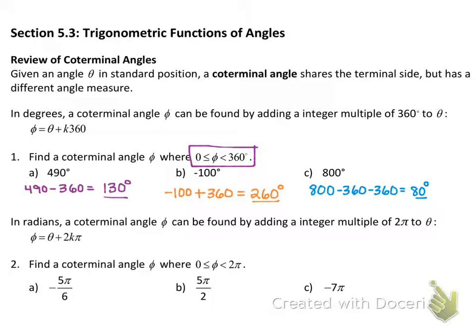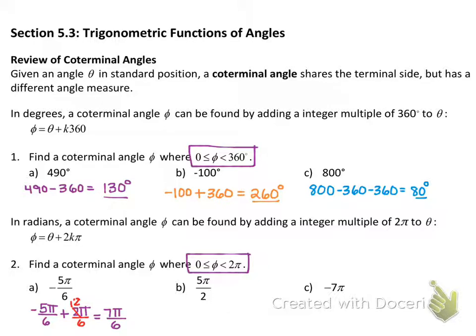So in radians, we need to make sure theta is in between 0 and 2 pi. So negative 5 pi over 6 is too small. So we're going to take negative 5 pi over 6 and we're going to add 2 pi to it. So remember, we need to find a common denominator. So that's going to be 6, which means this 2 turns into 12. Which means we're left with 7 pi over 6 as our coterminal angle.